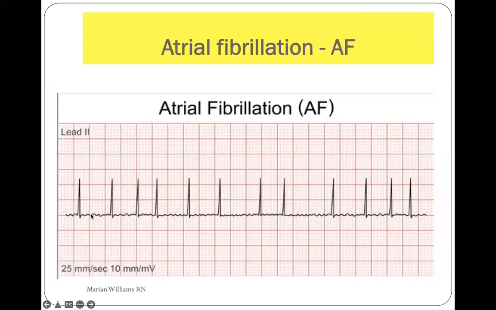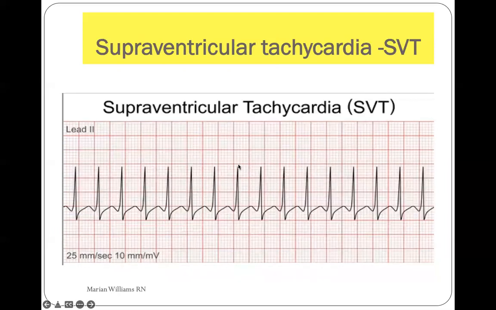In this rhythm, here you see fibrillatory waves. This shape is called fibrillatory waves, not actual P waves, with irregular QRS intervals. So this ECG is atrial fibrillation. And finally, here you cannot see any P waves, but you can see a narrow QRS complex with regular intervals. So this is SVT, supraventricular tachycardia, due to re-entry circuits at the level of the AV node.